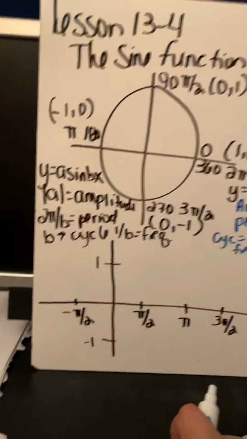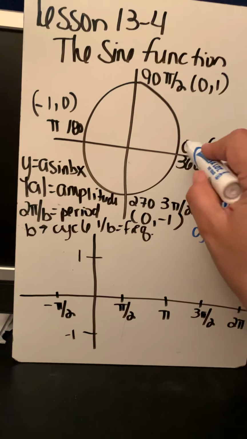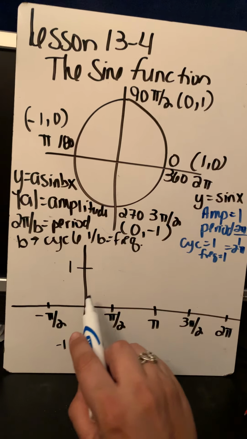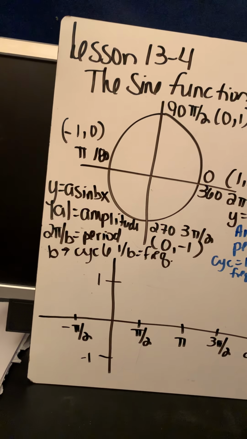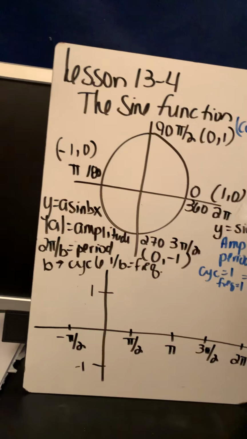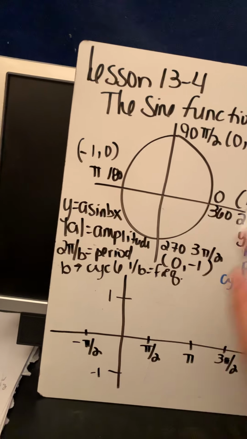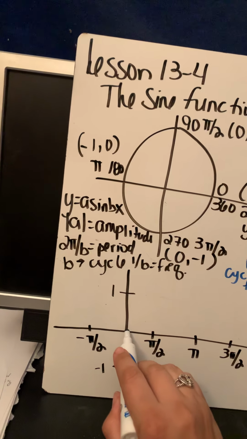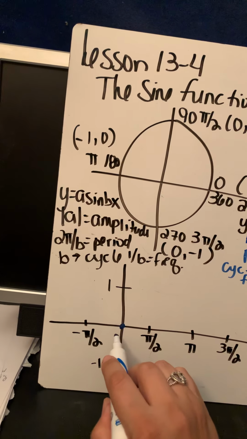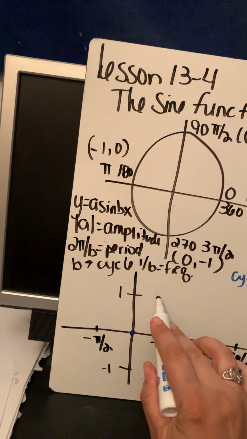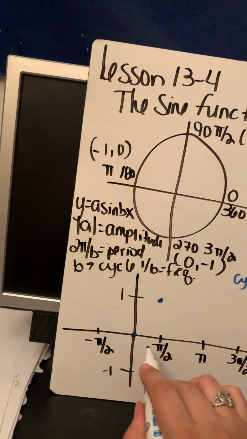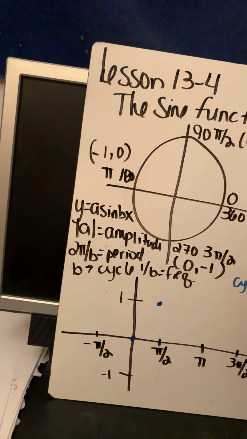Okay, so now I'm just going to go ahead and graph it at 0. So it's 0 right here. Remember your ordered pairs are cosine, sine. So the second number is my sine. So it's 0. My sine is 0. Pi halves, it's up at its amplitude, or it's up to 1. Just remember, up to its amplitude.